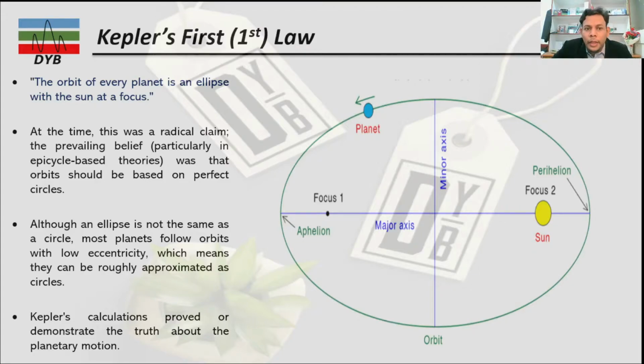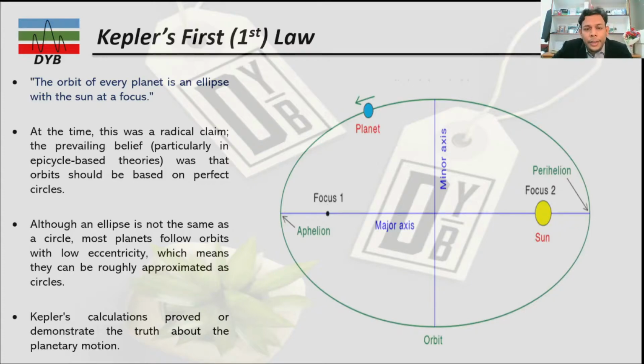At the time, this was a radical claim. The prevailing belief, particularly in the epicycle-based theory, was that the orbit should be based on a perfect circle, because the circular orbit of a moving object under gravity was assumed to be circular. But an ellipse is not the same as a circle, as I mentioned, because a circle has one focus, but an ellipse has two foci, which is shown here.